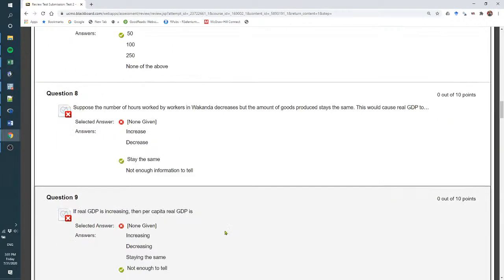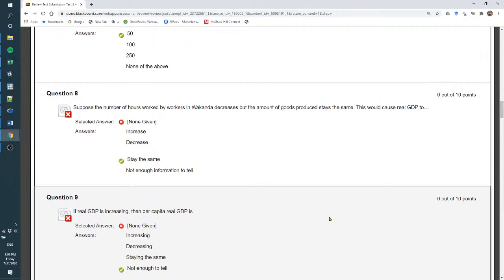All right, so these are the fun questions, and they require a little bit of logical thinking. Number 1. Suppose the number of hours worked by workers in Wakanda decreases, but the amount of goods produced stays the same. This would cause real GDP to do what? This is kind of a fun little question. Because your instinct there is to say it's decreasing because they're not working. But in reality, it's going to stay the same.